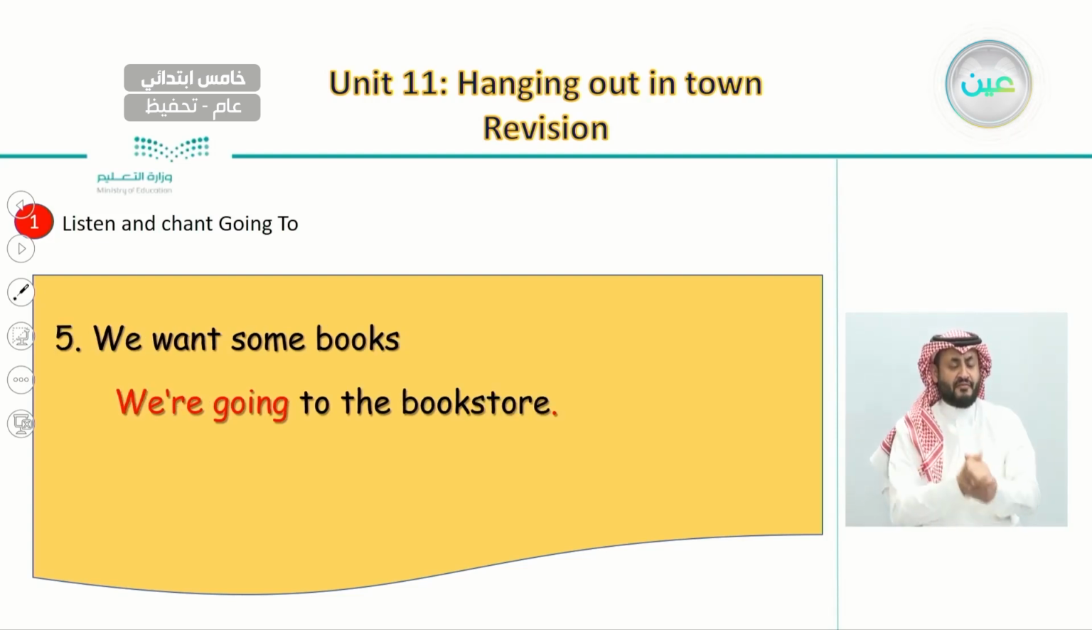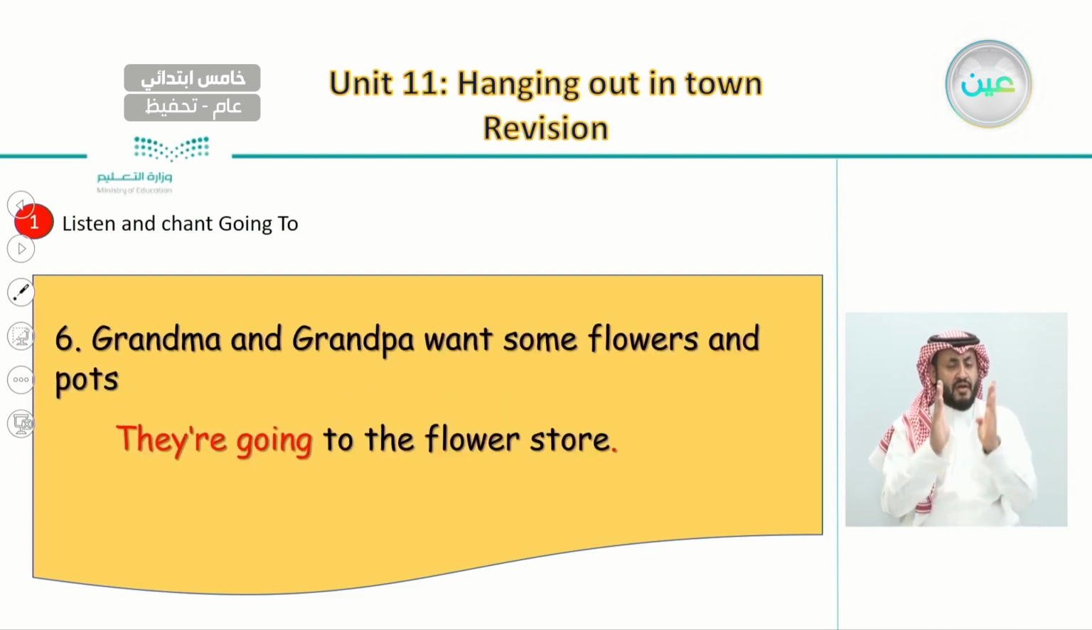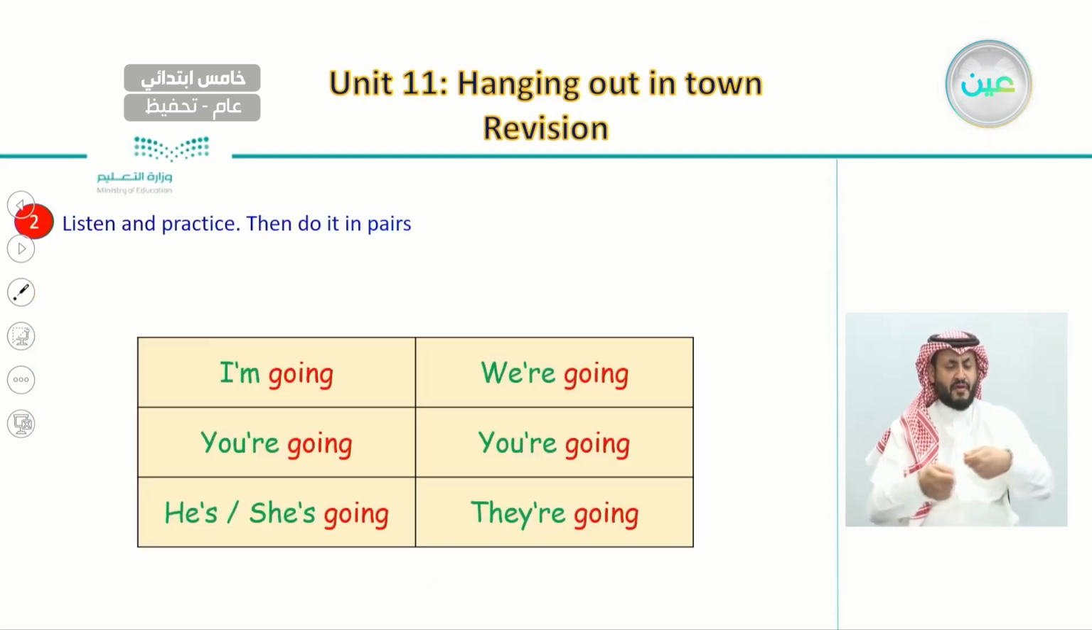Number 5. We want some books. We are going to the bookstore. Number 6. Grandma and Grandpa want some flowers and pots. They are going to the flower store.